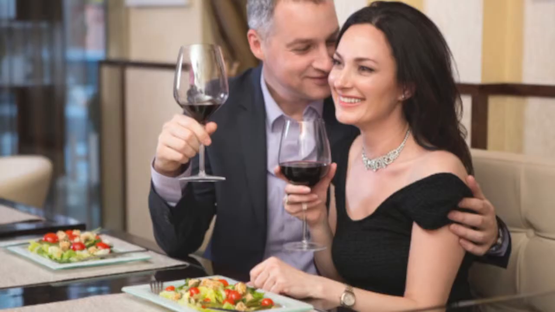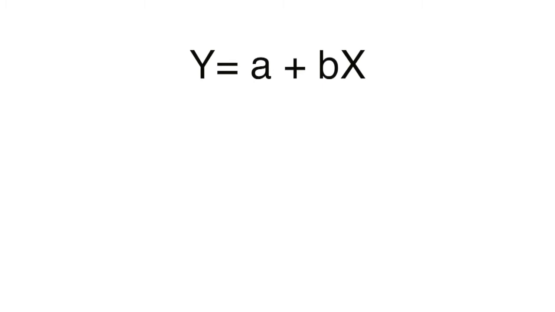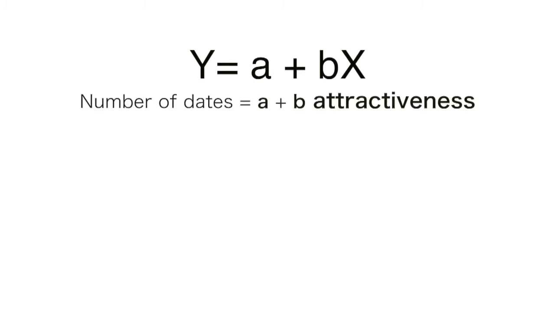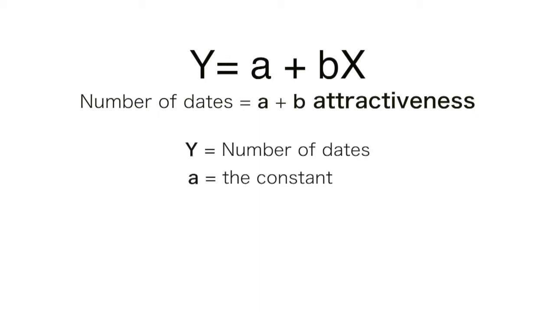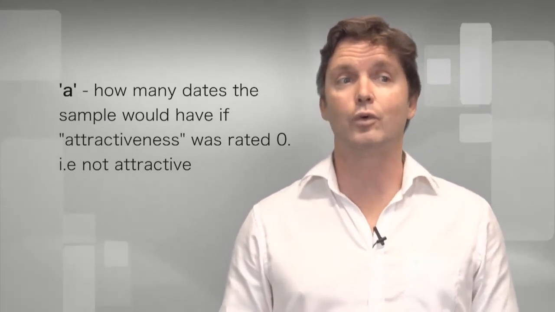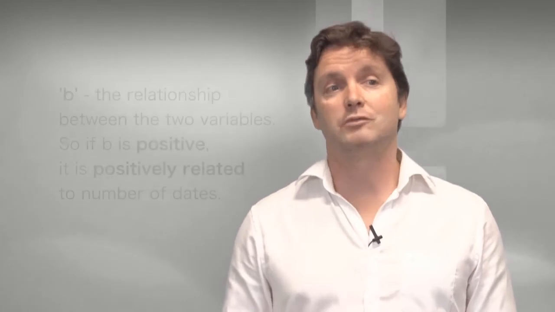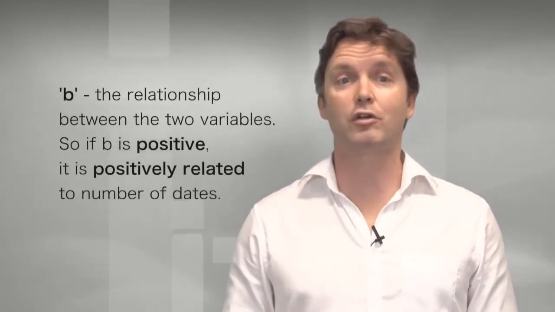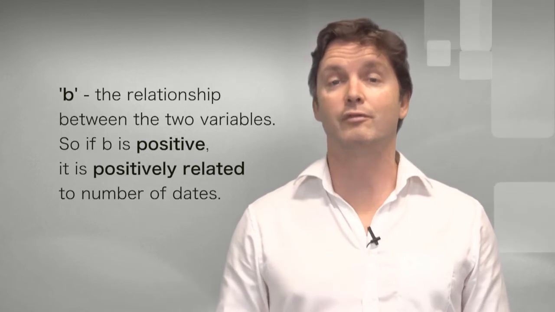For example, you may have an idea that attractiveness is related to the number of dates you get. So you would create the equation y equals a plus bx. In other words, number of dates is equal to a plus b times attractiveness, where y is the number of dates, a is a constant, and x is some measure that you have of attractiveness. So we could now predict the number of dates from how attractive you are. A tells us how many dates a sample would have if attractiveness was rated at 0, in other words, not attractive. B tells us the relationship between the two variables. So if b is positive, it's positively related to the number of dates.